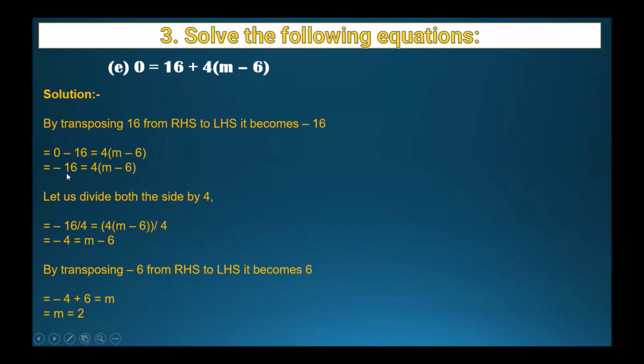Now we will divide 4 on both sides. So minus 16 upon 4 equals 4(m minus 6) upon 4. This 4 will cut. Minus 16 upon 4 will become minus 4 equals m minus 6. Now we will bring this minus 6 from RHS to LHS. So it will become plus 6. So minus 4 plus 6 equals m. So m equals 2.